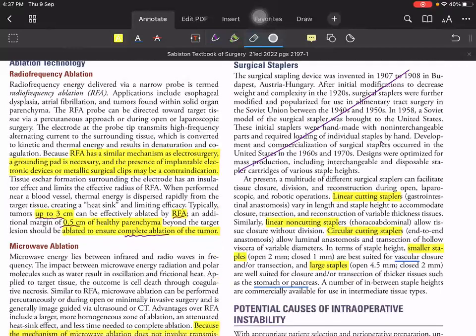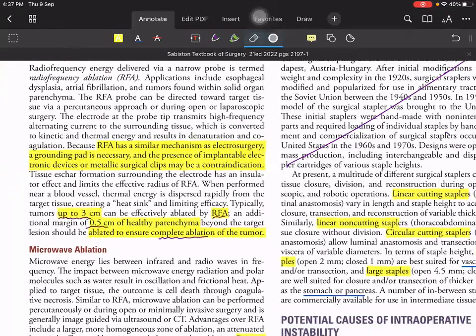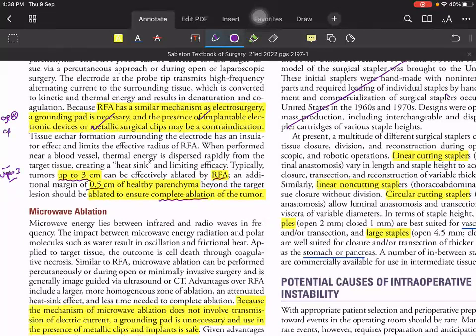Then ablation techniques, radiofrequency ablation. You know about the basics. We are telling that RFA has a similar mechanism as electrosurgery, as a grounding pad is necessary. The presence of implantable electronic devices or metallic surgical clips may be a contraindication. If you have any electronic devices or metallic surgical clips, then radiofrequency ablation may be contraindicated. Till what size of tumor will it be very effective? Up to 3 centimeter. An additional margin of 0.5 centimeter of healthy parenchyma beyond the target lesion should be ablated to ensure complete ablation of the tumor. So up to 3 centimeter is very important, and the ground pad is present. The contraindication is metallic clips and so on.